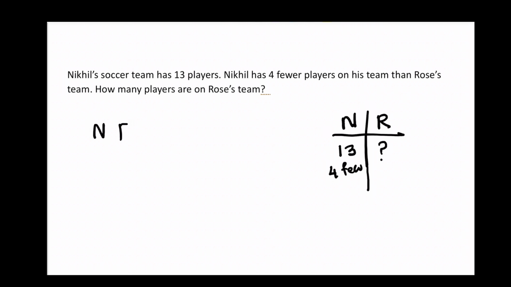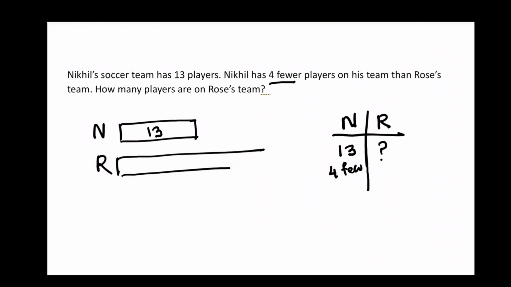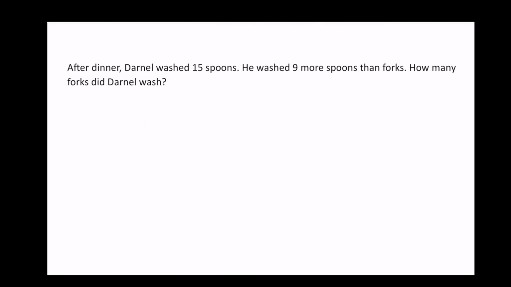This is Nikhil, 13 players. As they mentioned, Nikhil has 4 fewer than Rose's team, so Rose has a longer rectangle and the difference is 4. So when we are trying to find a bigger number, we have to add. As Rose's team has more players than Nikhil, we need to add 13 plus 4, which is 17. So Rose's team has 17 players.